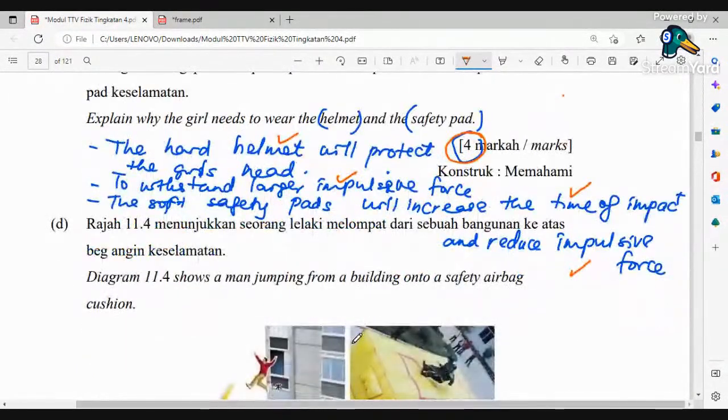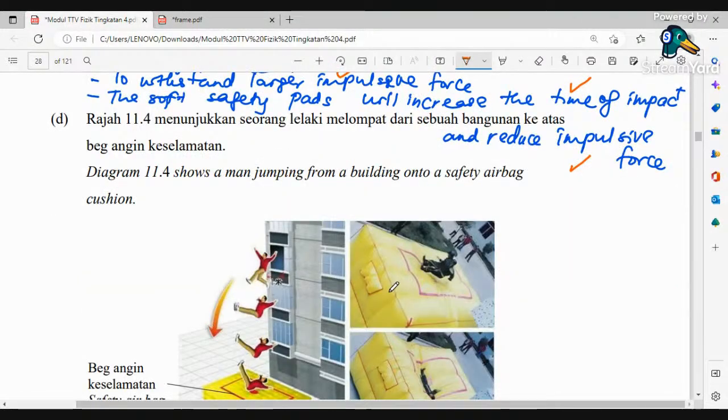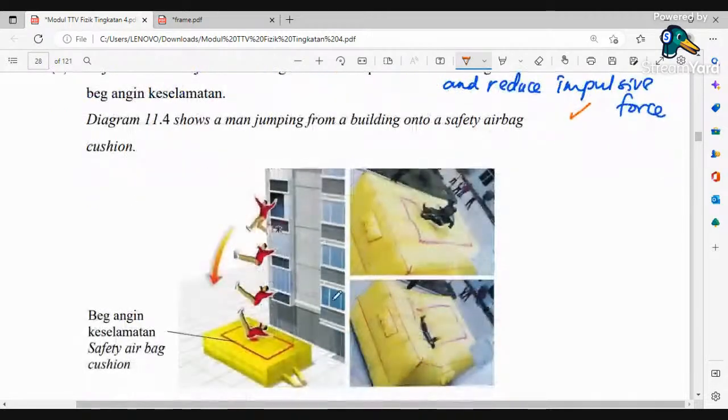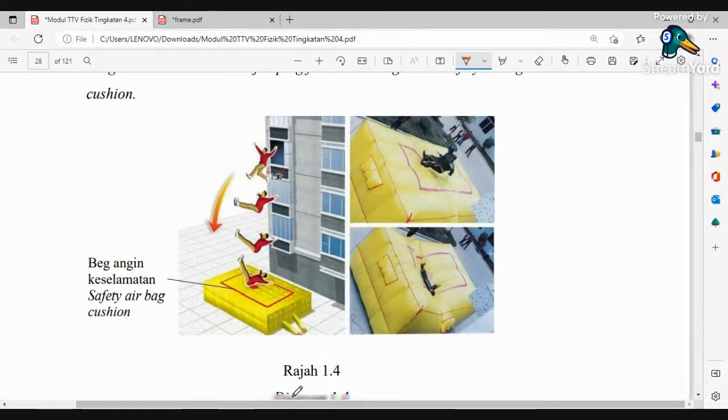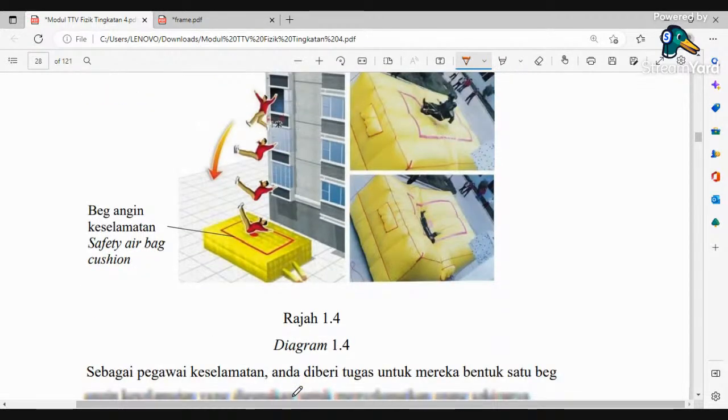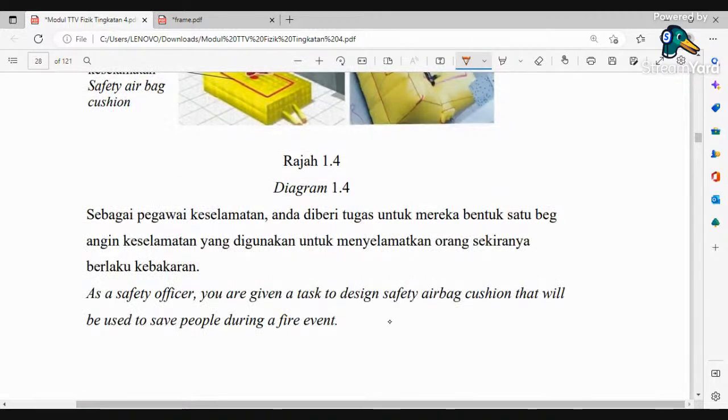Okay, part D. Diagram 11.4 shows a man jumping from a building onto a safety airbag cushion. Contohnya kalau ada fire berlaku, jadi bomba boleh guna bag ni sebagai safety airbag cushion. Okay. As a safety officer, you are given a task to design a safety airbag cushion that will be used to save people during fire.